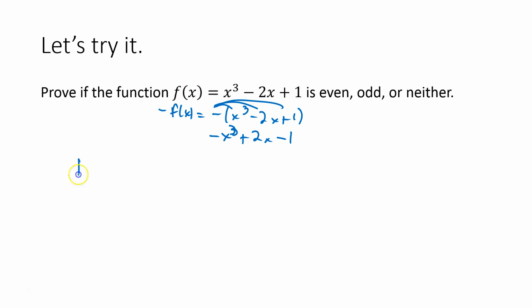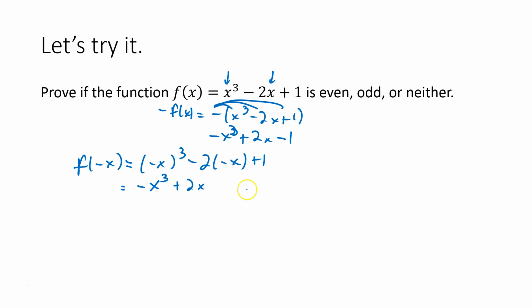And now we're going to plug in f of negative x, because that's going to tell us if we have an even, an odd, or neither of those two. We're either going to get f of x, we're going to get negative f of x, or neither. Let's see what happens. So everywhere I see an x again, I'm going to put in that negative x. So I have negative x cubed minus 2 times negative x plus 1. So when you cube a negative number, it stays negative. So that's still going to be negative x cubed. And then negative 2 times negative x is a positive 2x, because two negatives make a positive. And then that plus 1 is still hanging out at the end.